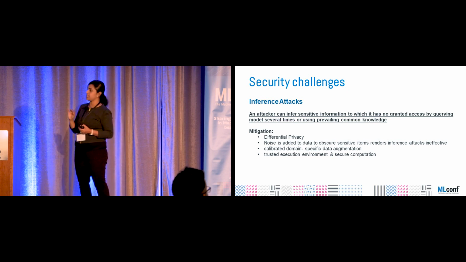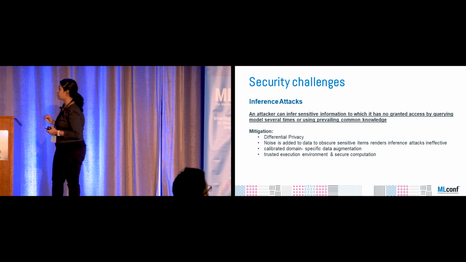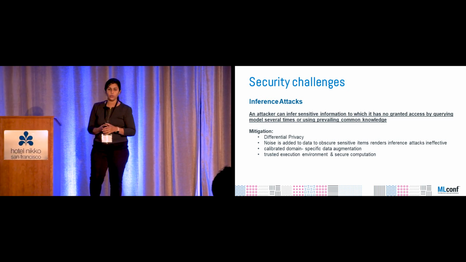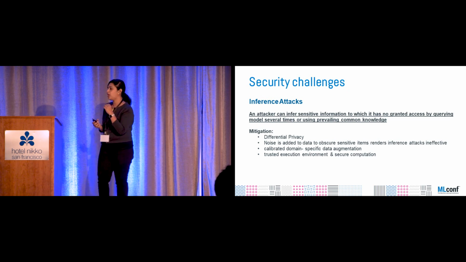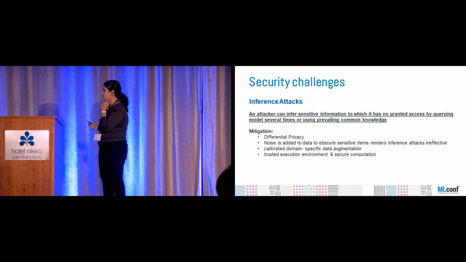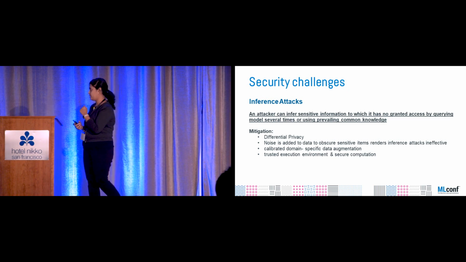Now, inference attack is one of them, wherein an attacker can infer sensitive information to which it has no previously granted access. How would you do that? You can query the model several times and see, oh, this category, it fails. This category, it does not pass, right? So you are trying to make use of some kind of existing information to see whether you can make that client model fail. So that's inference attacks.